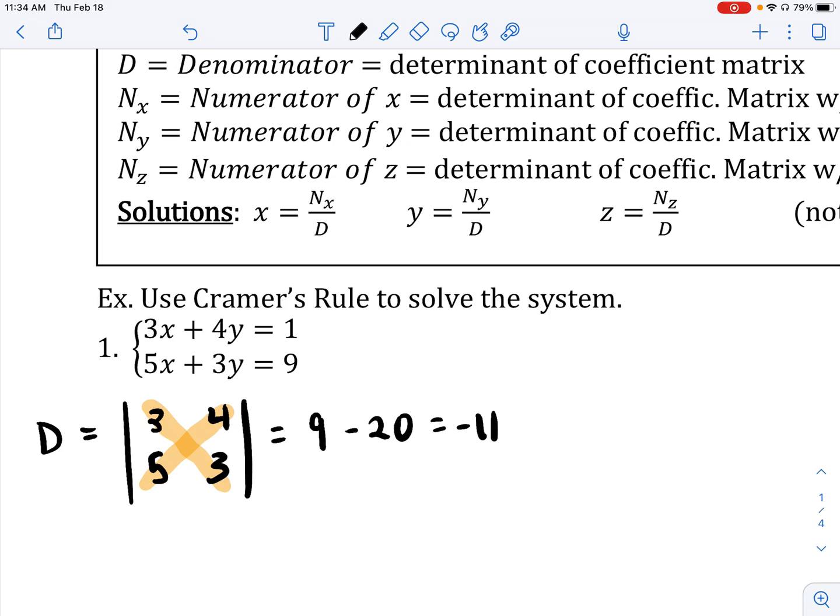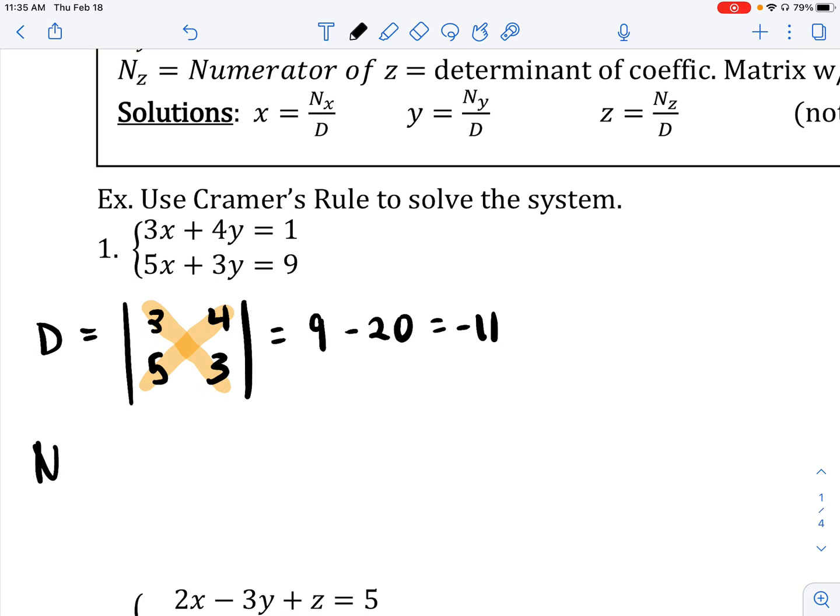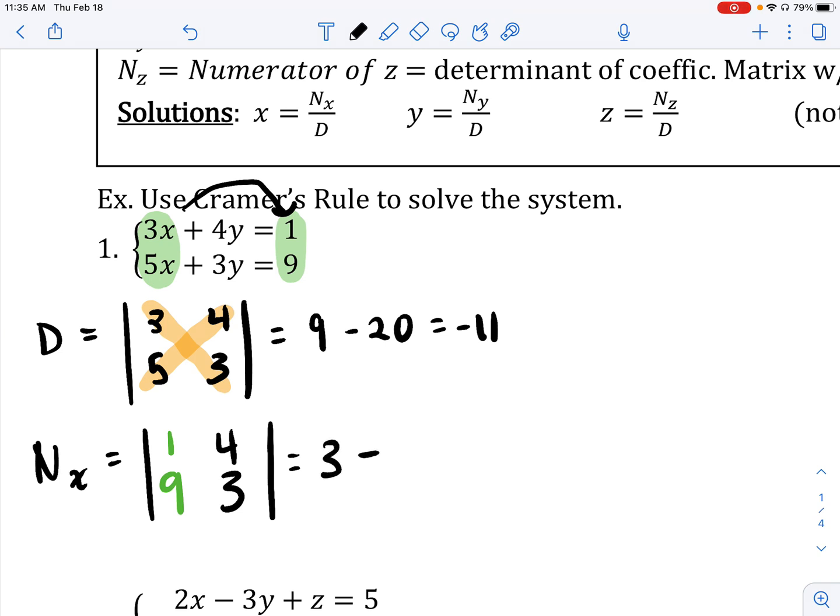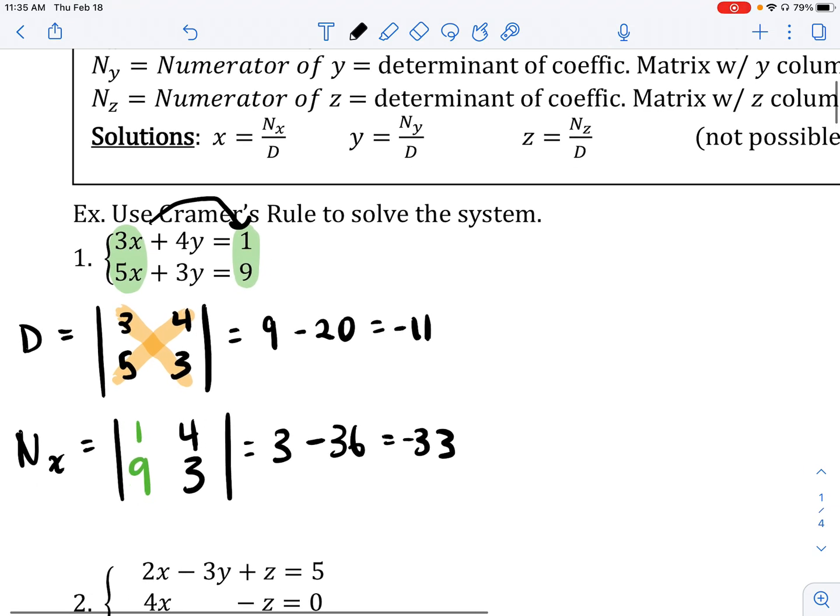Next up, we are going to repeat this process, but what we're going to find is something called n sub x, and that's going to be the numerator of our x. We're going to take the same matrix, but we are going to replace our x column with our constant column, with these values. So I'm going to write 1, 9 here, and I'm going to leave the rest of the matrix the same. Now I'm going to find the determinant of this matrix. So 1 times 3, which is 3, minus 9 times 4, which is 36, so I get negative 33. Just pause for a second, and don't worry too much about what these mean just yet. We'll come back to this.